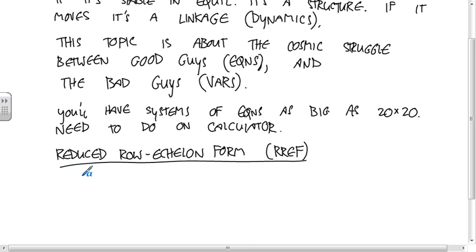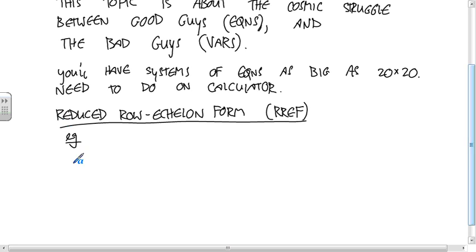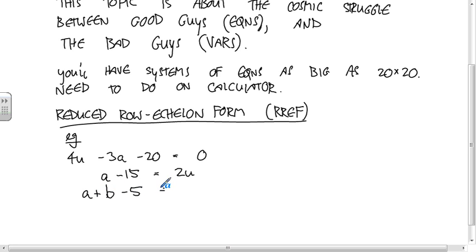So let's say, for example, you have the system 4u minus 3a minus 20 equals 0. And then a minus 15 is equal to 2u. And then a plus b minus 5 is equal to 5. And you want to solve that system.